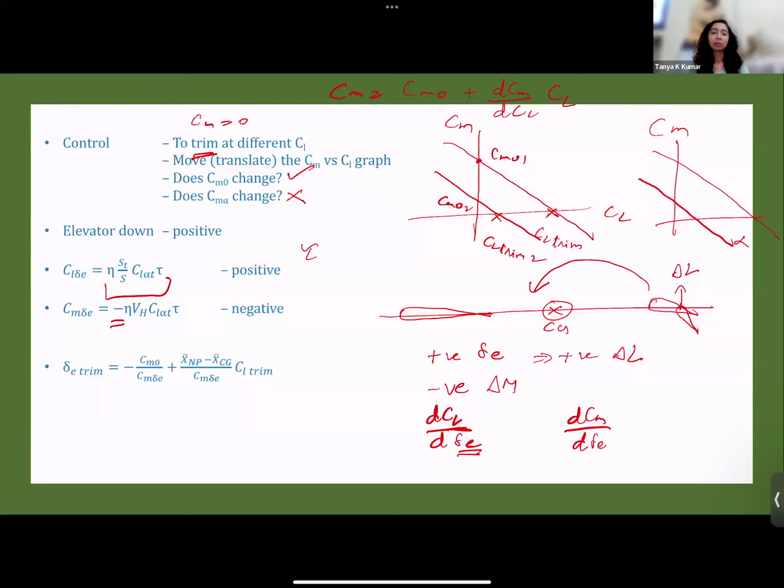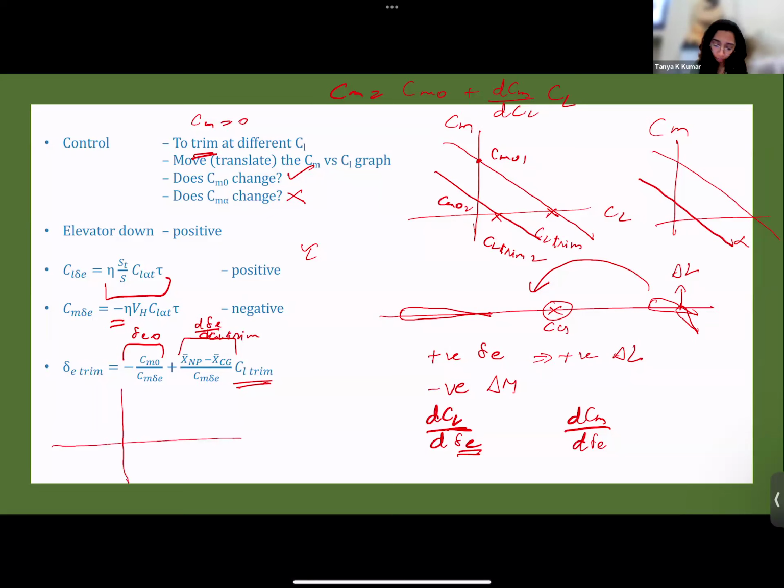Then we look at the equation for delta E trim. What is delta E trim? The amount of elevator deflection required to trim at a given CL. Suppose you want to maintain equilibrium at this particular CL trim. How much should you deflect the elevator? This is the equation that governs that. Now let's look at the individual terms. This is the intercept, delta E naught, and this is the slope, d delta E by dCL trim.